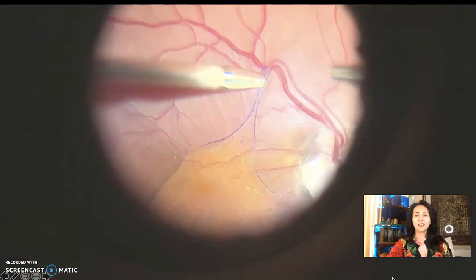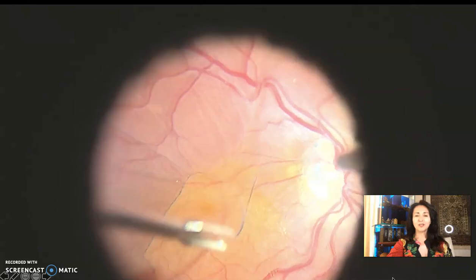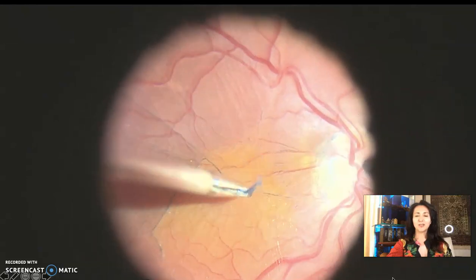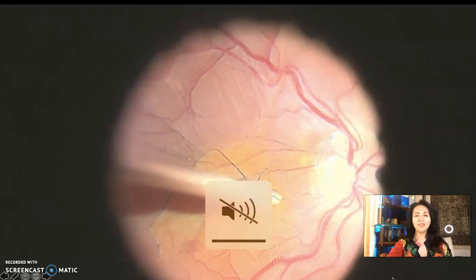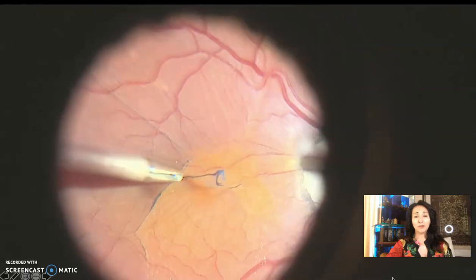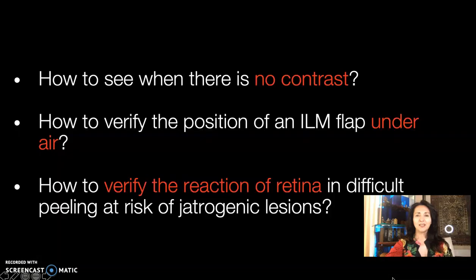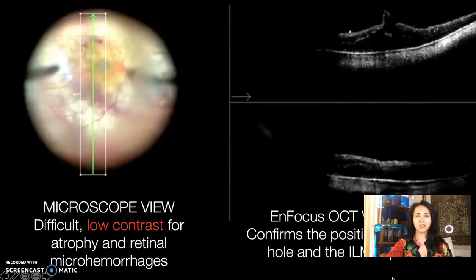And certainly staining is one solution, and here the Proveo 8 microscope is showing a separation of the membrane, which is stained with blue, and the view is marvelous, and I can easily see every step that I am doing, but this is not a solution in every case. For instance, how to see when there is no contrast, or how to verify the position of an ILM flap under air, how to verify the reaction of the retina in difficult situation at risk of iatrogenic lesion.